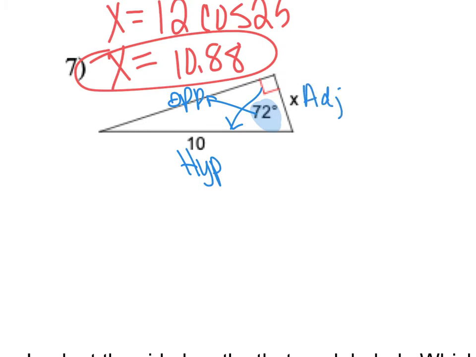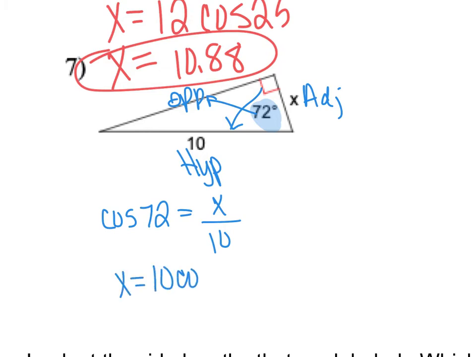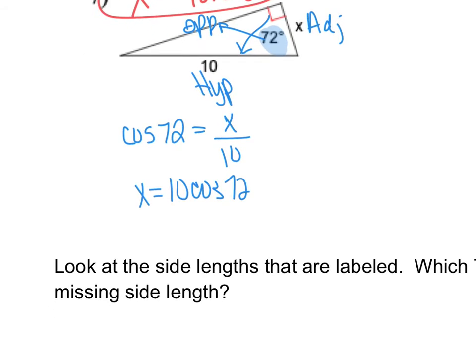Since we have information about the adjacent side and the hypotenuse, I'm going to use cosine. And again, always put my angle measure attached to my trig function, equals adjacent, which is x, over hypotenuse, which is 10. So we're going to have x equals 10 times the cosine of 72. If you put that into your calculator, you should get approximately 3.09.